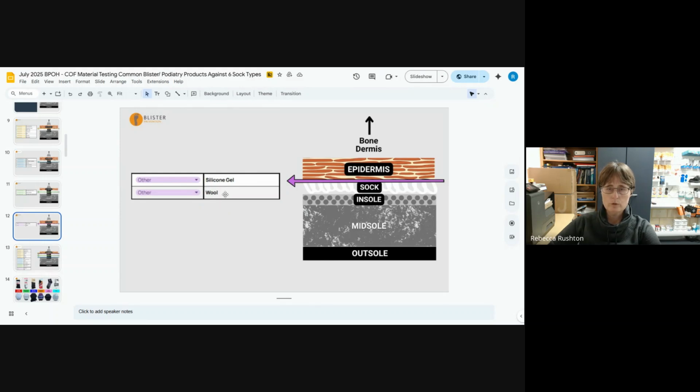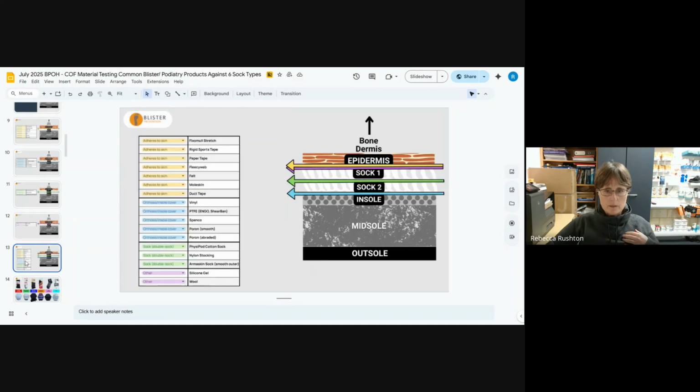And wool. So loose packed wool is just wool that you kind of put your sock on and you stuff it between the sock and the skin. So they're kind of like a skin sock interface. So these are all the interfaces that we've looked at. So the yellow is the tapes. These are the insole or orthotic covers, our double socks, and our other 2 products.